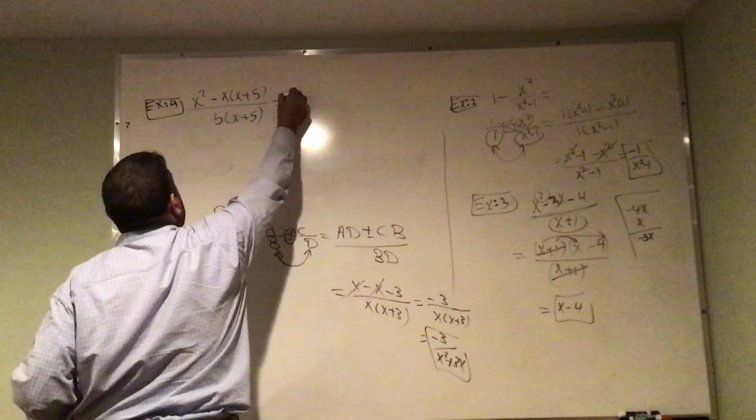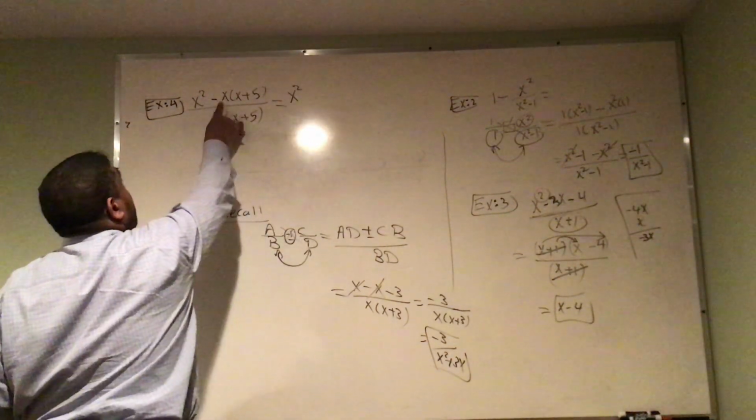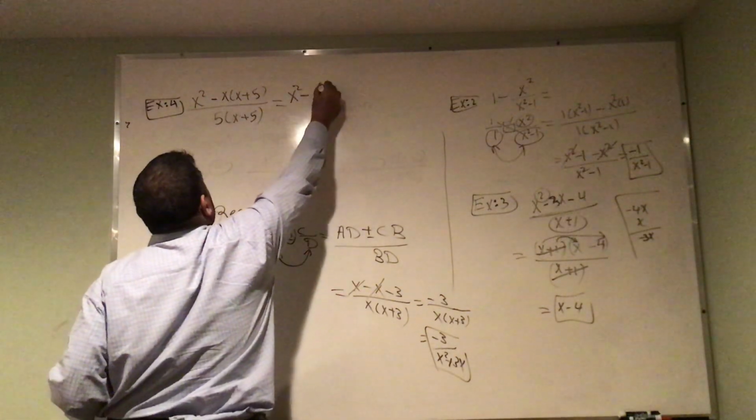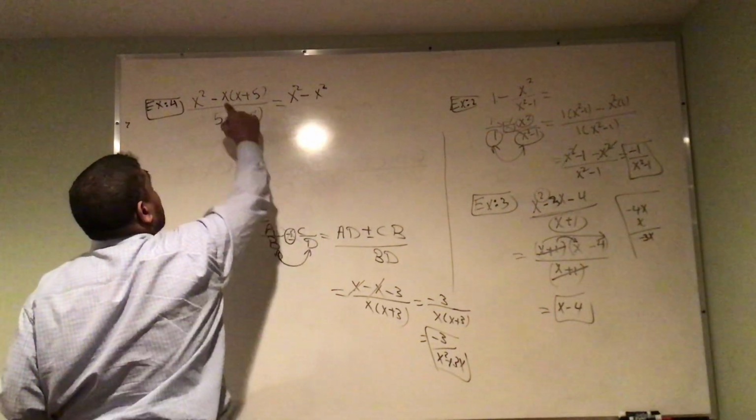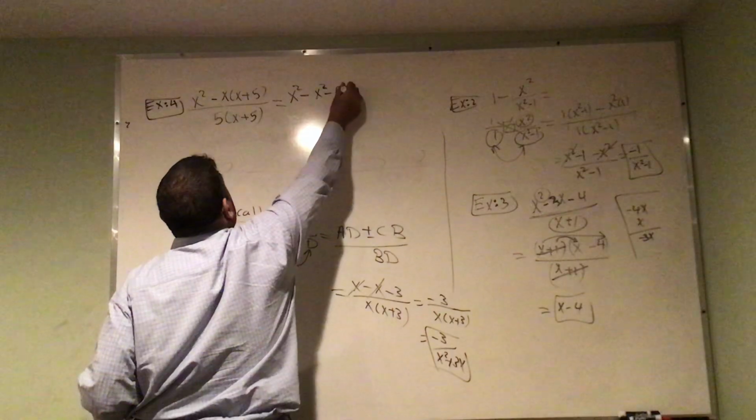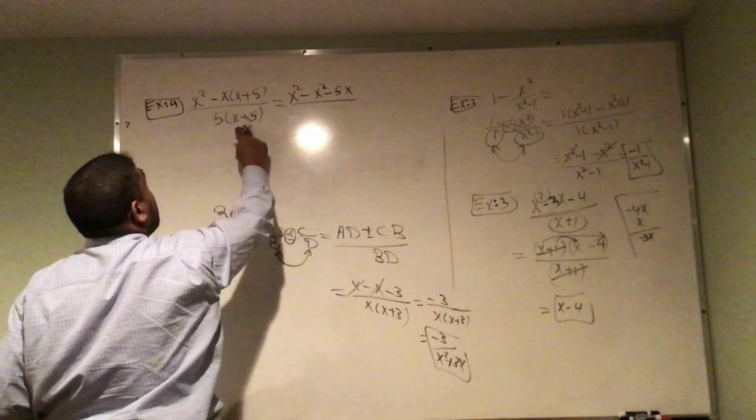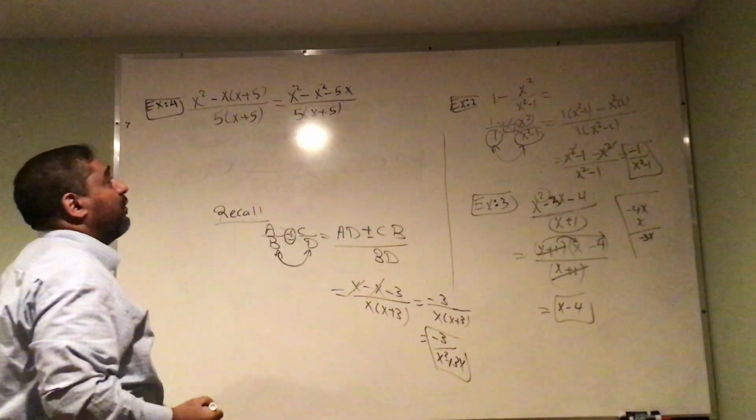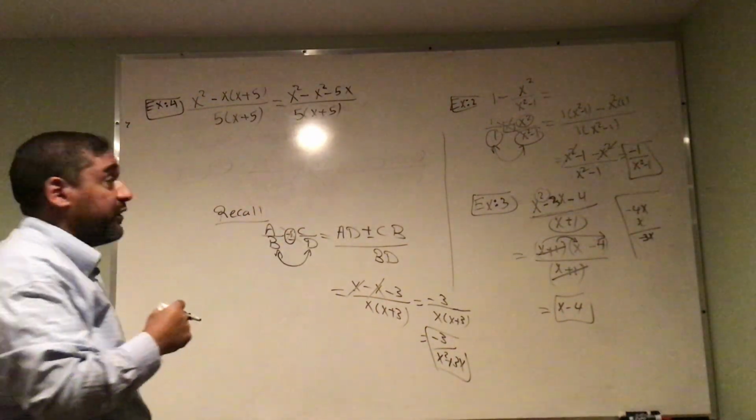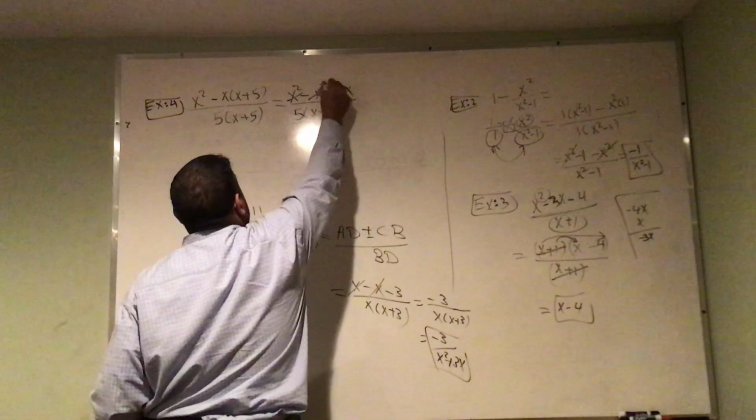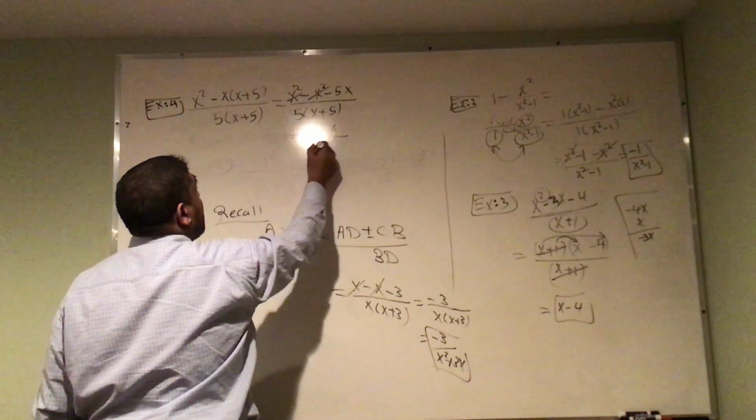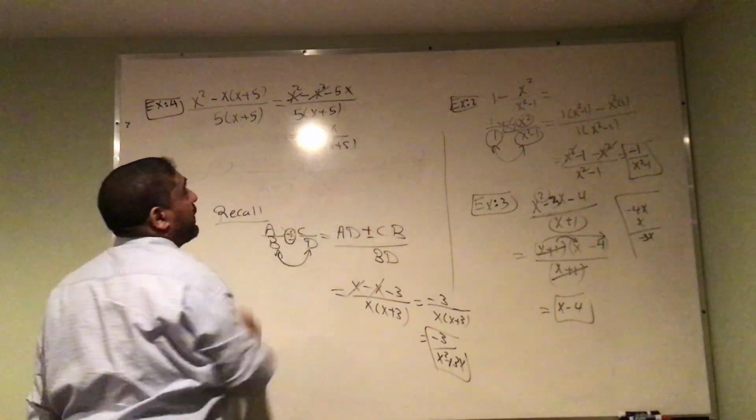x squared, just write x squared. Negative x multiplied by x, you get negative x squared. Negative x multiplied by plus 5, you get minus 5x. The whole thing divided by 5 multiplied by x plus 5. Now, I try to see if I can cancel some term. Oh, x squared cancels with negative x squared. So what you have is minus 5x, the whole thing over 5 times x plus 5.